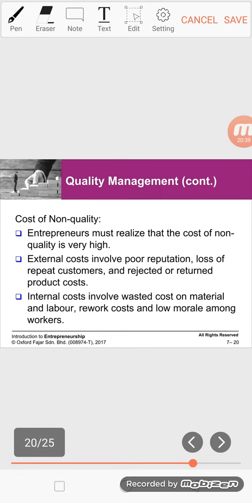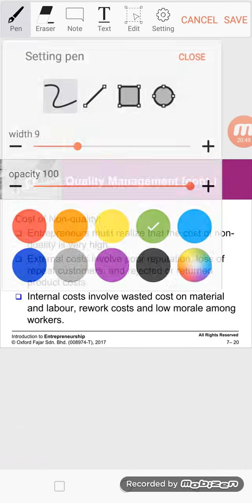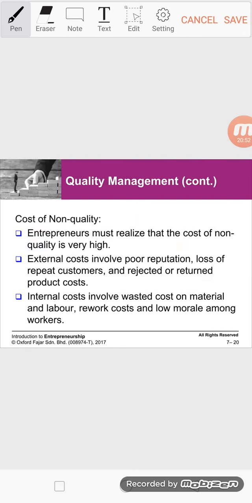Okay, so besides the quality management tu yang quality of our product, quality of our services, sebenarnya ada juga term, ada juga term non-quality. Okay, so non-quality ni adalah, for example, dia ada external, dia ada juga internal. Kalau yang external ni yang kat luar lah, okay, so dari segi poor reputation, loss of repeat customers, rejected or return product cost. Ni yang dekat luar.